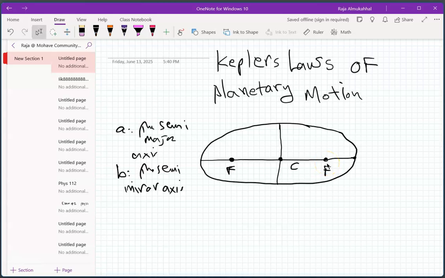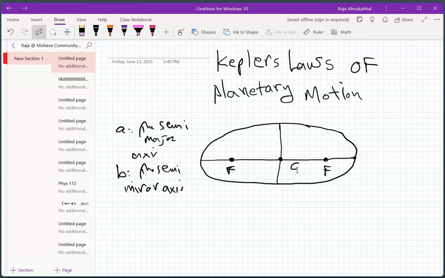Then there is a geometric relationship that links A, B, and C together, which is not our concern. You're more than welcome to look up the geometry of the ellipse. There's a lot of interesting geometry that the ellipse is involved in. So anyway, this is not our subject.